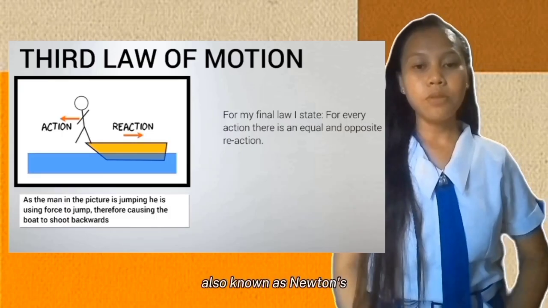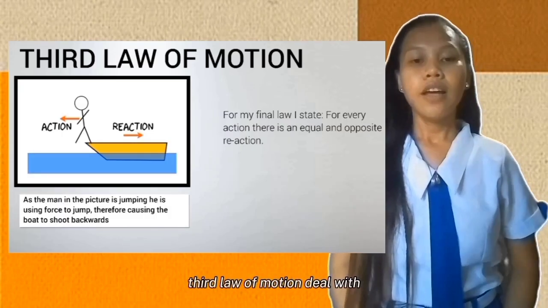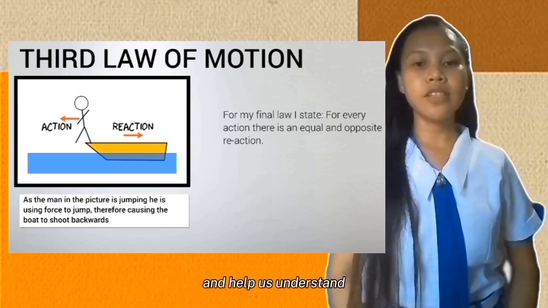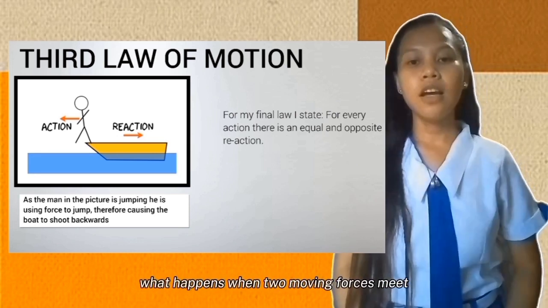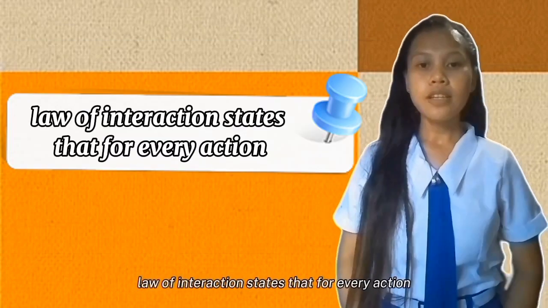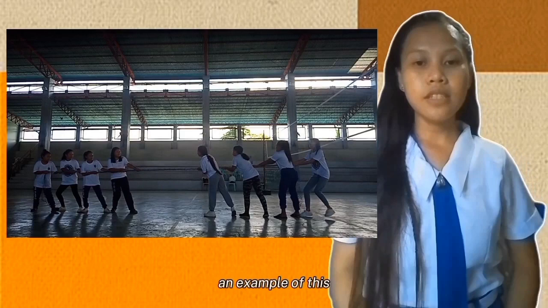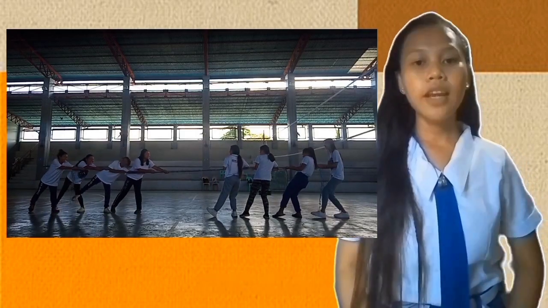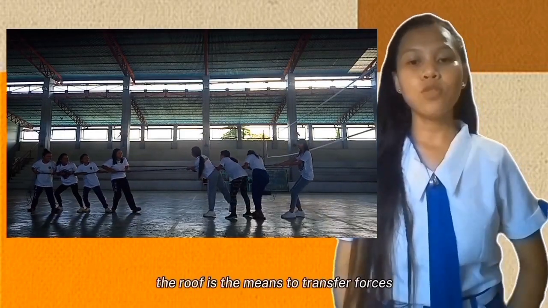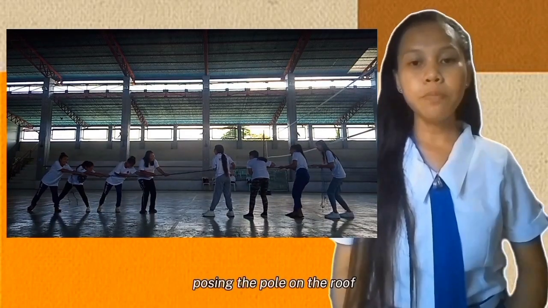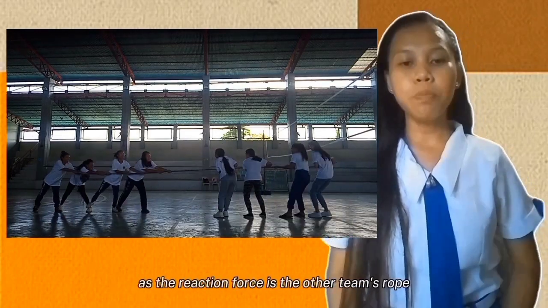The law of interaction, also known as Newton's third law of motion, deals with how different forces interact to create motion and helps us understand what happens when two moving forces meet. To put it simply, the law of interaction states that for every action, there is an opposite and equal reaction. An example of this law is playing tug of war. In this activity, the rope is the means to transfer forces. The first team to pull is the action force, pulling on the rope, and the reaction force is the other team holding the rope and feeling the pull.